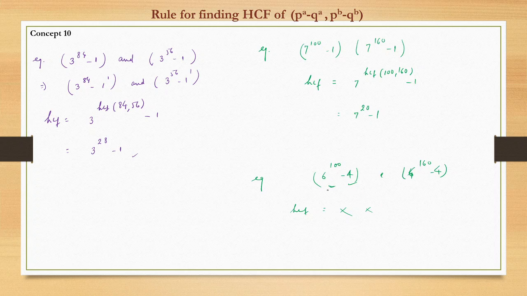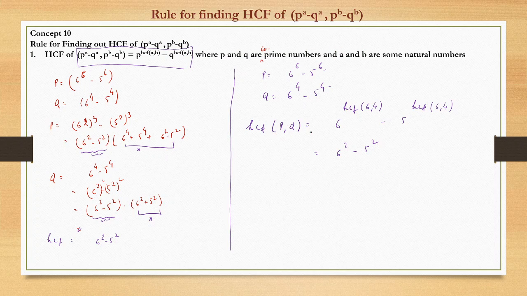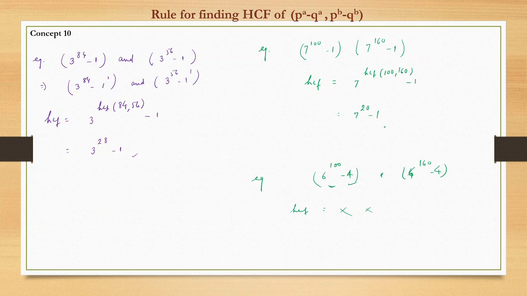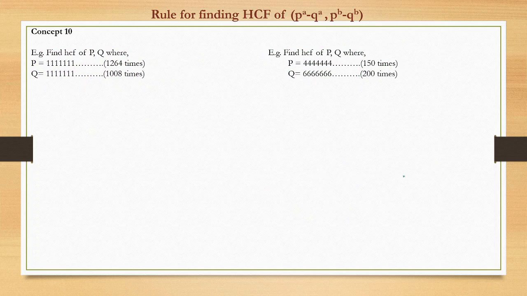So for this relation to be applicable, P and Q should be co-prime numbers and A and B have to be natural numbers, right? So that is the precondition for this. Now some different application of the similar concept we'll see here. Now P is written as 1 repeated 1264 times.